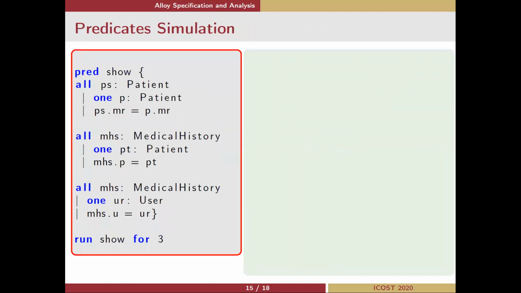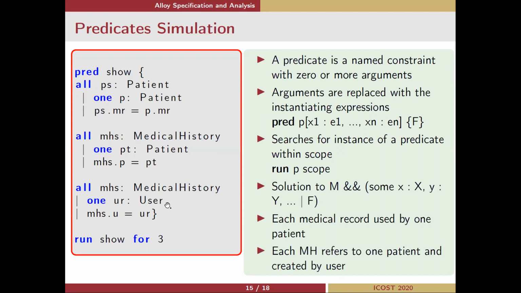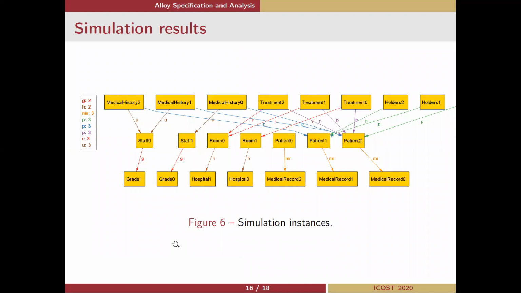And for the simulation, we can run a predicate. So we can define a set of predicates and simulate them, where a predicate is a constraint with zero or more arguments. And here we search for instances of a predicate within a scope, like here, show for 40. So this is the example of the simulation of the previous predicate.